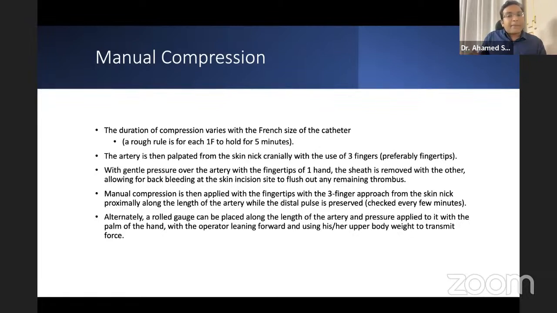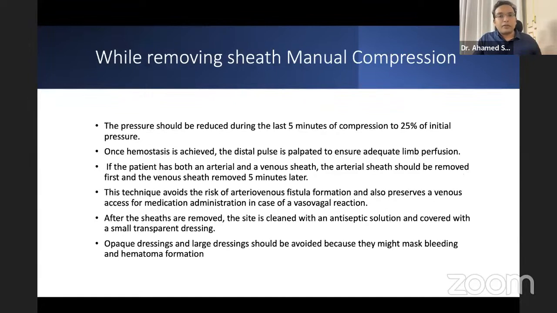And the artery is then palpated from the skin site where the puncture has been done or the catheter has gone in, cranially with the use of 3 fingers, then give gentle pressure over the artery with the fingertips of one hand. The sheath is removed with the other, allowing for back bleeding at the skin incision site to flush out any remaining thrombus. Alternately, later, a rolled gauze can be placed over the length of the artery, and pressure is applied to it with the palm of the hand, with the operator leaning forward using the whole of his body weight to transmit the force.